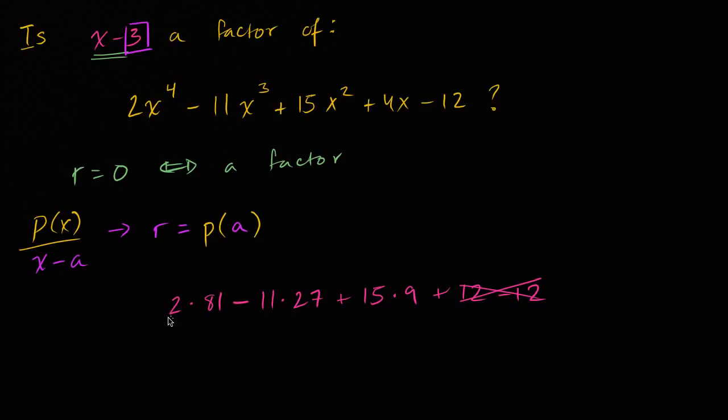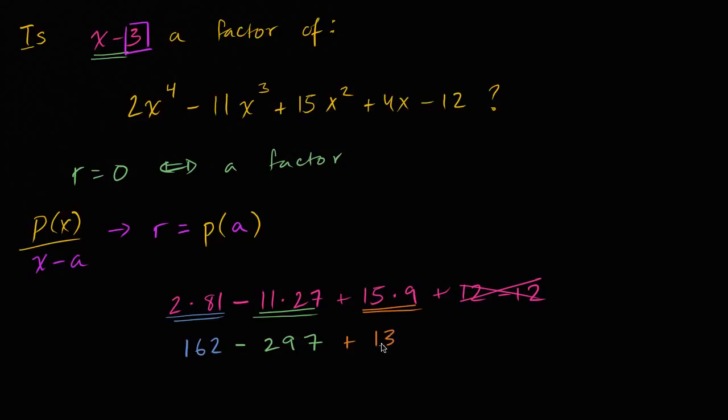And so the rest from here is arithmetic. 2 times 81 is 162. Now let's think about what 27 times 11 is. 27 times 10 is going to be 270, plus another 27 is minus 297. Did I do that? Yeah, 27 times 10 is 270 plus 27, 297. Yep, that's right. I'm prone to make careless errors here. And then 15 times 9 is 90 plus 45, which is 135.